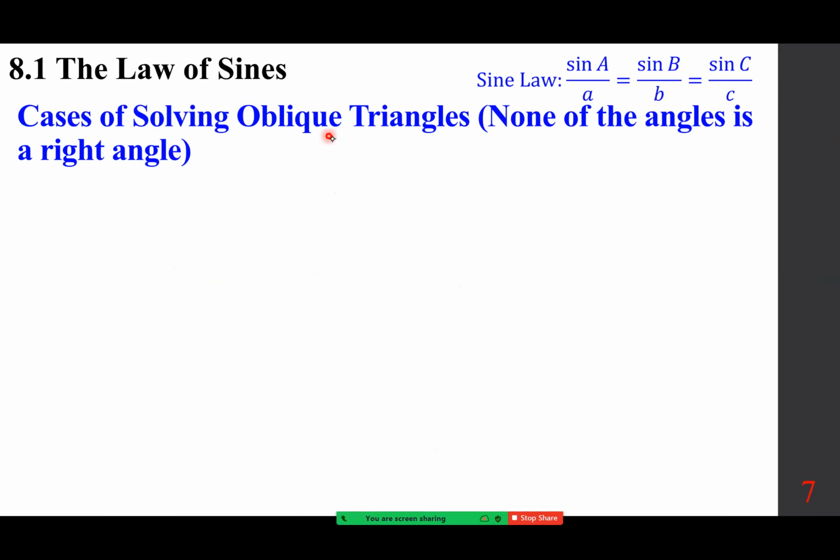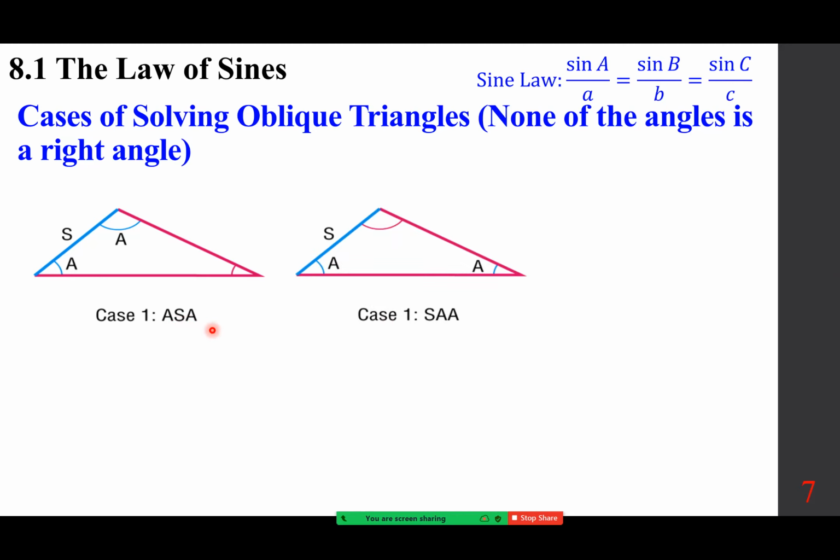Cases of solving oblique triangles. Here's the summary of that, and we will look at examples. In general, in case one, we have ASA. A stands for the angle, S stands for the side. So the side is in between. Side angle angle: in both cases, we are dealing with two angles and one side. In ASA, the side is between the two angles. It's not in SAA.